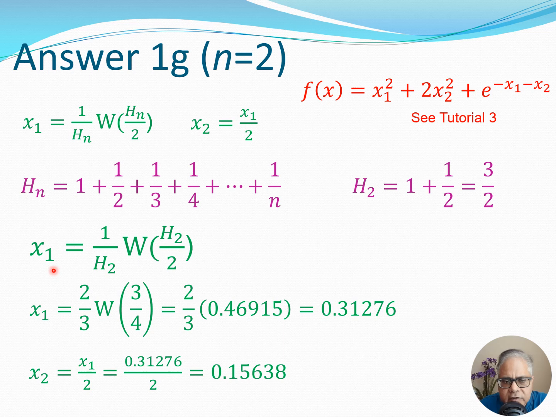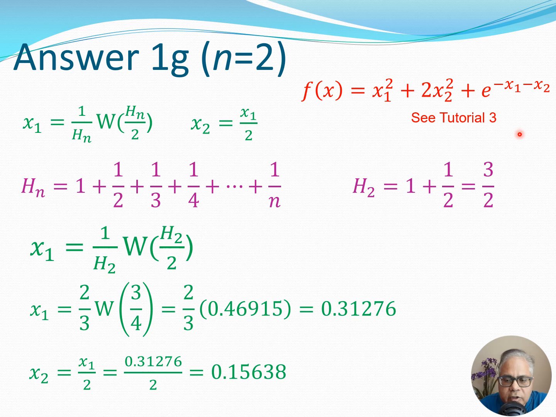So the solution becomes x1 is 1 by h2 W h2 by 2. So I've substituted n is 2 in this general solution for x1, and immediately I put h2 is 3 by 2. So I get here x1 is 2 by 3 W 3 by 4. So remember h2 was 3 by 2, so h2 by 2 is 3 by 4. And so I have 2/3 into the Lambert W function of 3 by 4, and that comes to 0.46915, and then I get 0.31276 as the solution. The solution for x2 becomes x1 by 2, which becomes 0.15638.